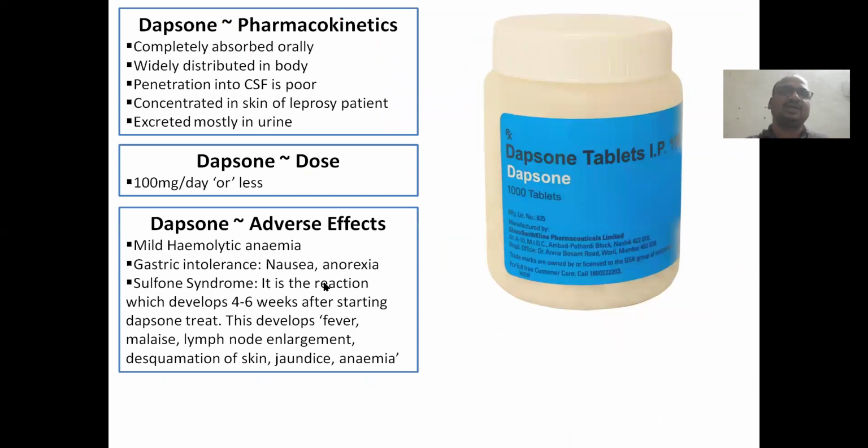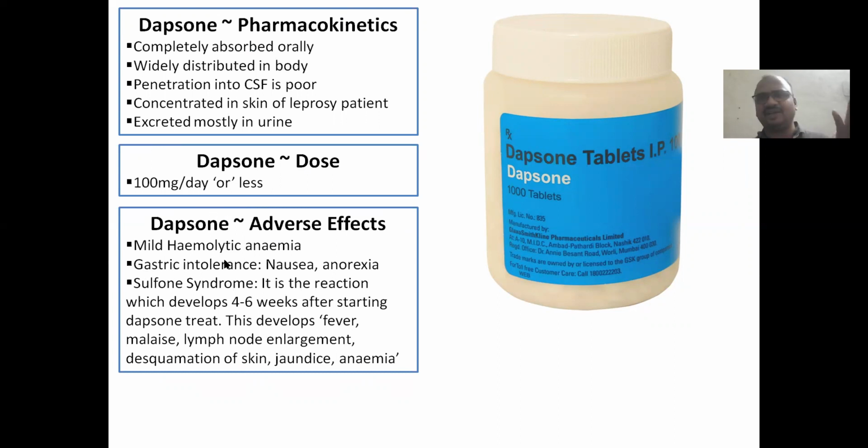Structure is also important. This drug is completely absorbed orally. It is widely distributed throughout the body. Penetration into cerebrospinal fluid is very poor. It is concentrated in the skin. That's why, as leprosy is a skin disease, Dapsone will be concentrated in the skin of the leprosy patient. That point is important. It is excreted mostly in the urine. Dose is 100 mg or less per day.